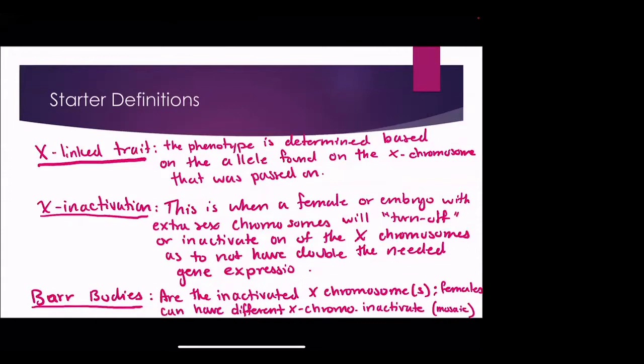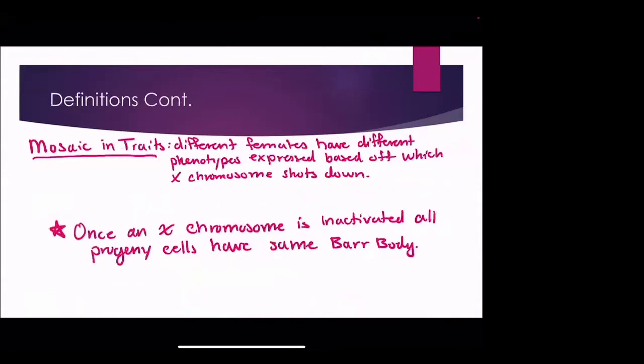Females can have different X chromosomes inactivate, which is known as a mosaic trait. So this allows different females to have different phenotypes expressed based off which X chromosome ends up shutting down or inactivating. One thing to note is that once an X chromosome is inactivated, all progeny cells have that same Barr body. So that same X chromosome is going to remain inactivated.